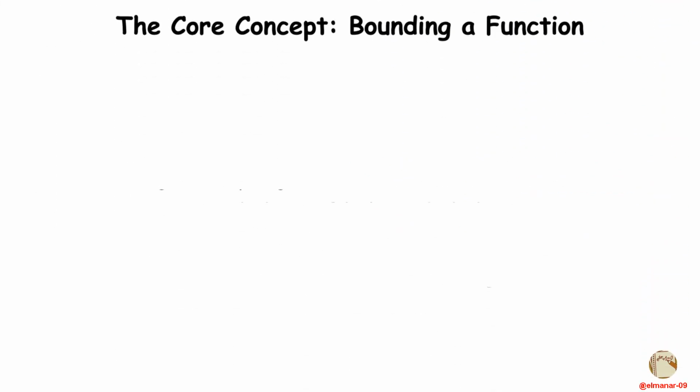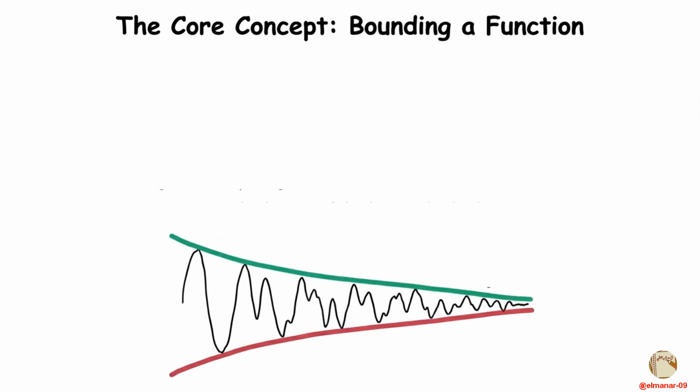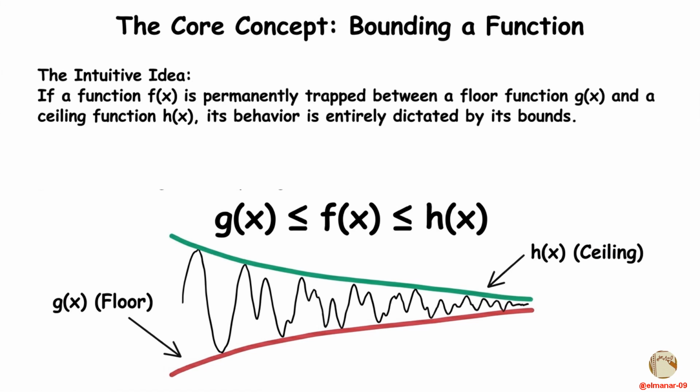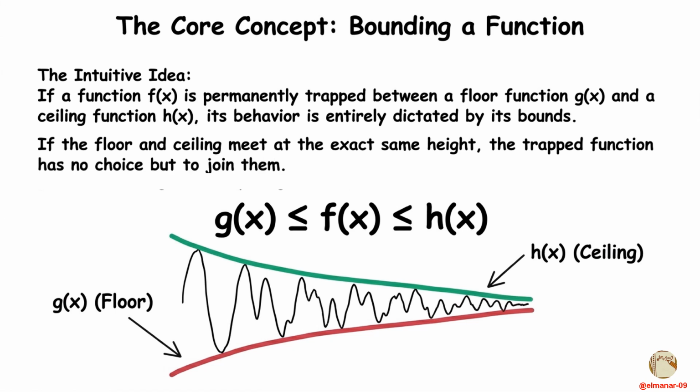Let's get into the core concept, bounding a function. Imagine your mysterious function f of x is permanently trapped between a floor function g of x and a ceiling function h of x. We write this as g of x is less than or equal to f of x is less than or equal to h of x. If that floor and ceiling eventually meet at the exact same height, the trapped function f of x has absolutely no choice but to join them at that point. It's perfectly squeezed. Think of it as being escorted by two gendarmes. Wherever they go, the suspect in the middle must follow.